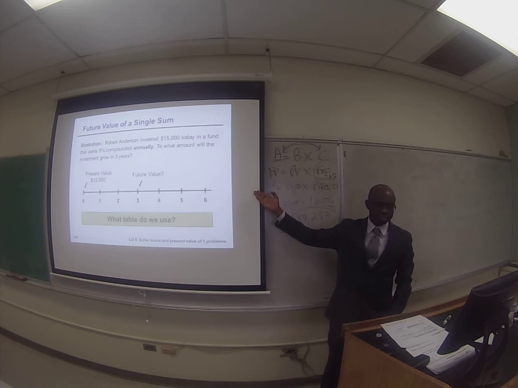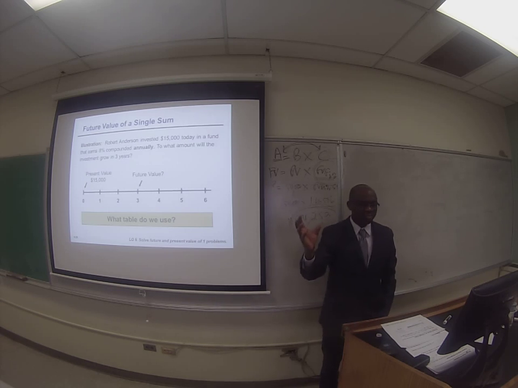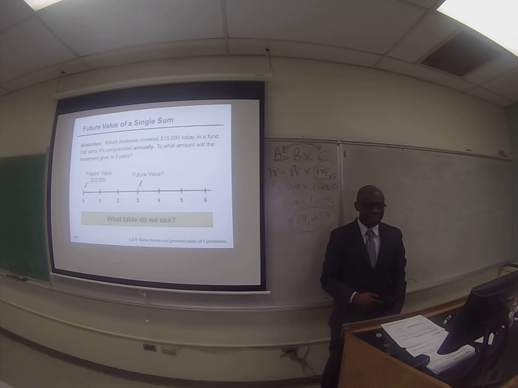So, another illustration. $15,000 invested today in a fund to earn 8% compounded annually. To what amount will the investment grow in 3 years? So this is a single sum. We are investing only $15,000 today. The interest rate is 8%, and we are talking about 3 years. And this has to be compounded what? Annually. So again, we use the same formula.